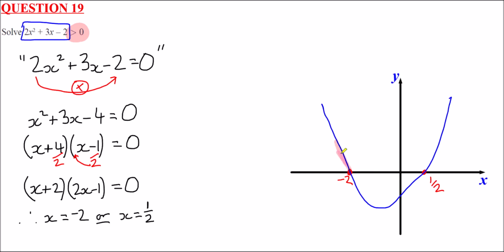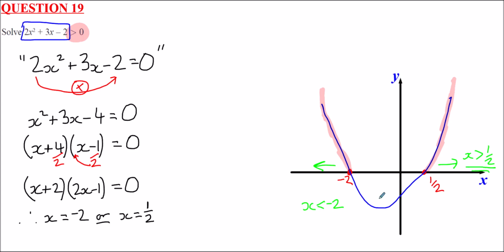One bit is this region here, and the other bit is this curved bit on this side as well. So it's clearly more than 0 when x is to the smaller side of minus 2. So it's going to be bigger than 0 when x is less than minus 2. And the curve is above the x-axis on the bigger side of x to a half. So it's more than 0. It's higher than the x-axis when x is greater than a half.